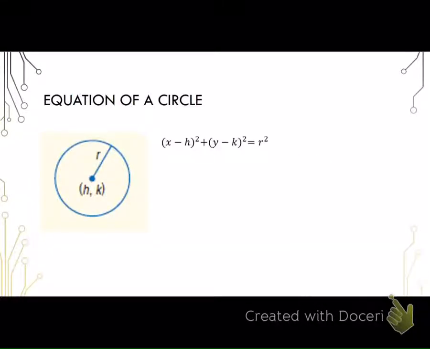Equations of circles. An equation of a circle is (x minus h) squared plus (y minus k) squared equals r squared. So h and k are the center of the circle. Wait, so does that mean that they'll always be the same? No. That's why h and k are different variables, because they could be different things. So h and k are the center of your circle.